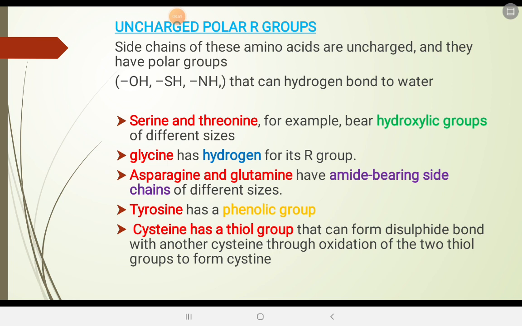Glycine has hydrogen for its R group. Asparagine and glutamine have amide-bearing side chains of different sizes. Tyrosine has a phenolic group. Cysteine has a thiol group that can form a disulfide bond with another cysteine through oxidation of the two thiol groups to form cystine.